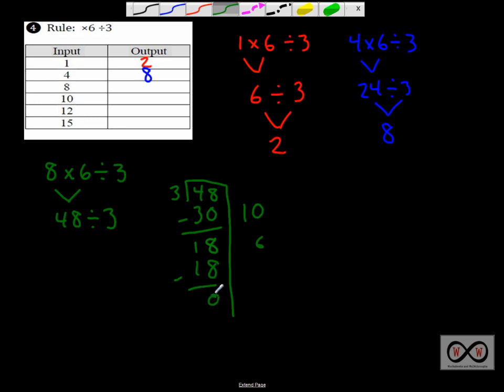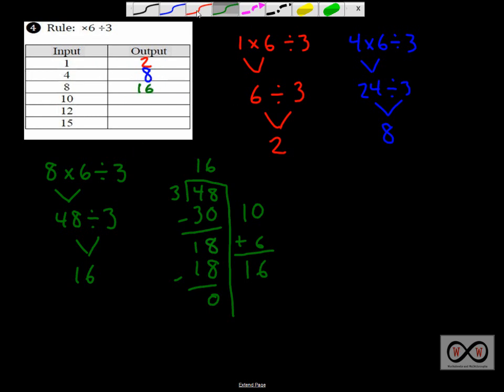Subtract, and we would have no remainder, but what would our quotient be? Well, we've got these partial quotients that you have to add up together to get your full quotient. So we've got 0 plus 6 is 6. 1 plus nothing would be 1, giving us a quotient of 16. So 48 divided by 3 would be 16, or 16 times 3 would be 48. All right, so we input an 8 and we output 16.